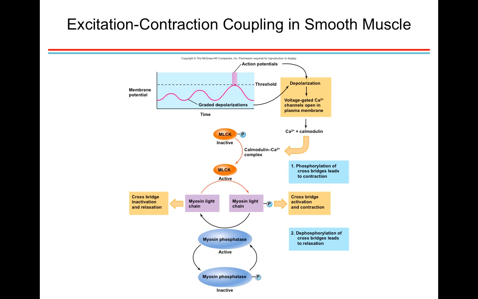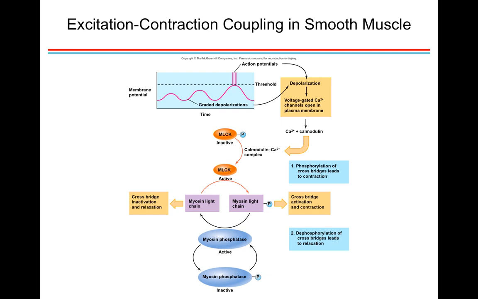Instead of binding troponin, calcium is going to bind to calmodulin, and basically there's going to be a calcium-calmodulin complex. The calcium-calmodulin complex is going to go to this myosin light chain kinase that has a phosphate on it, and it is going to dephosphorylate it. As the myosin light chain kinase is dephosphorylated by the calmodulin-calcium complex, it becomes active. So basically, phosphorylation shuts down the myosin light chain kinase. Once it loses the phosphate, it becomes active.